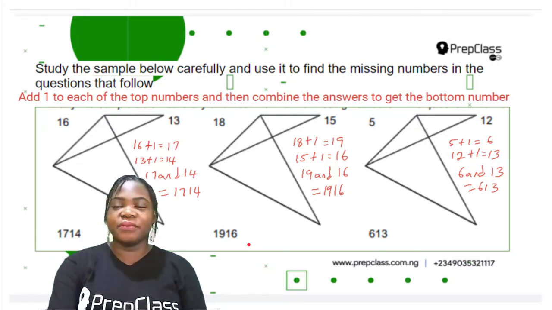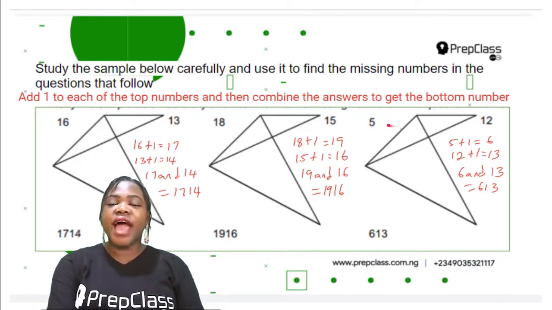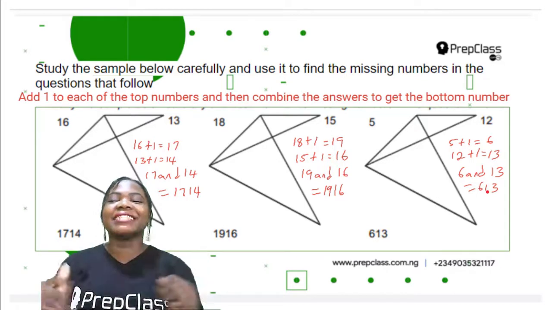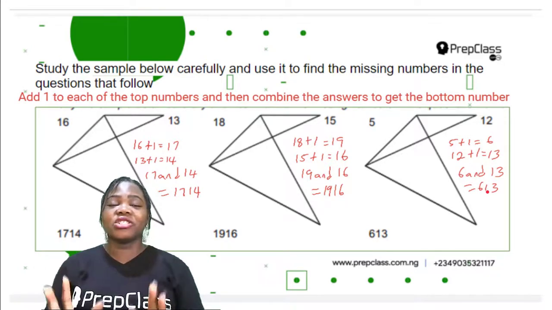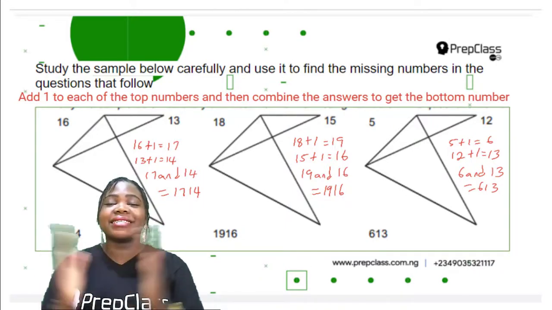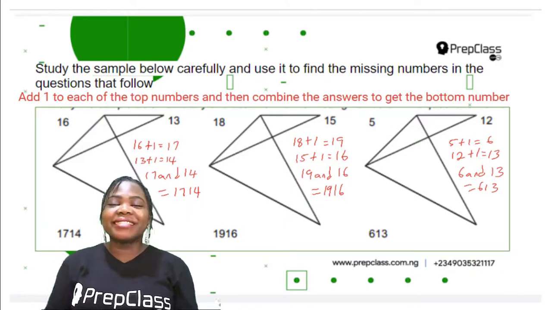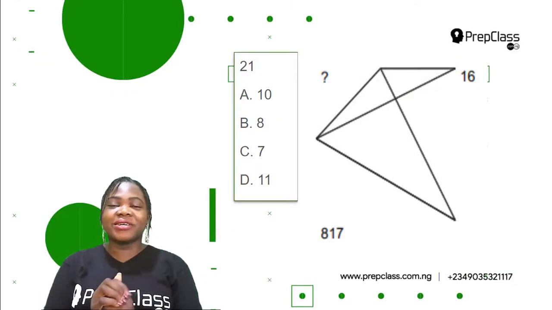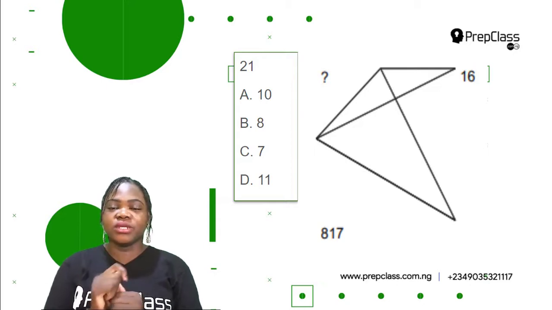Now, let's check the third sample. In the third sample, 5 and 12 are the top numbers. So let's add 1 to each of the top numbers. 5 plus 1 is 6. 12 plus 1 is 13. So let's combine 6 and 13. We have 613. Yes. So this means that in the questions, all we have to do is to add 1 to each of the top numbers, combine the answers to get the bottom number. You can see that quantitative reasoning is actually very easy. Okay, so let's go to the first question in this video, question 21.